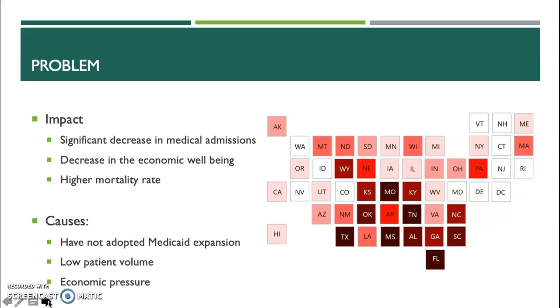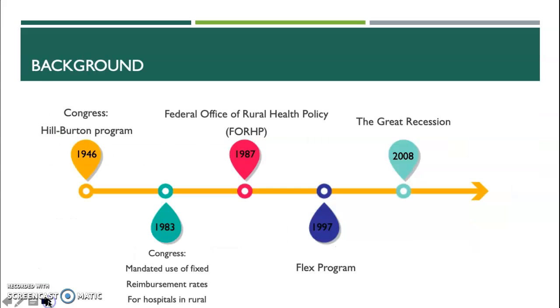So the impact of the closure of rural hospitals might include a significant decrease in medical admissions, decrease in economic well-being, and higher mortality rate. And the possible causes of the rural hospital closure might be states have not adopted Medicaid expansion, low patient volume, and also economic pressure.